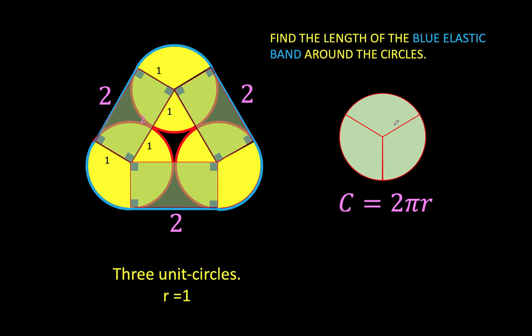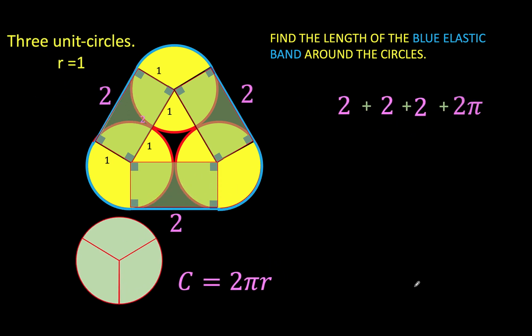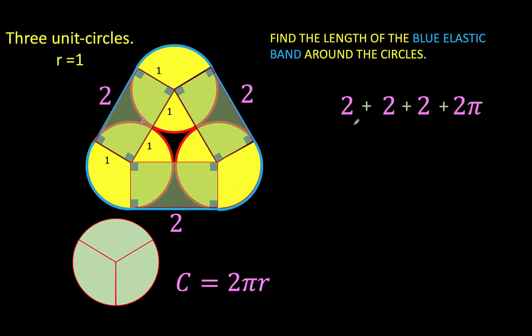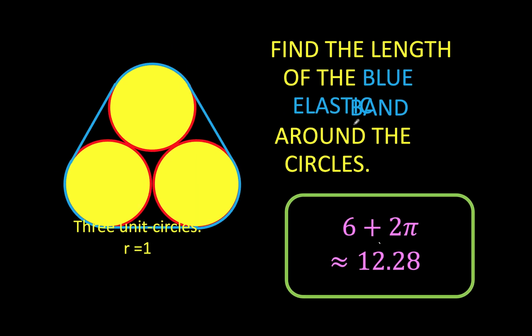And since the radius of the circle is 1 unit, we can now compute that the sum of these 3 curves is equal to the circumference, which is 2 pi times 1 or 2 pi. So together, we can now add these two, these two, these two, and the sum of the 3 curves, which is 2 pi, to find the total length of the blue elastic band. And so 2 plus 2 plus 2 is equal to 6, and copy 2 pi. 6 plus 2 pi is approximately 12.28, and this is now our final answer.